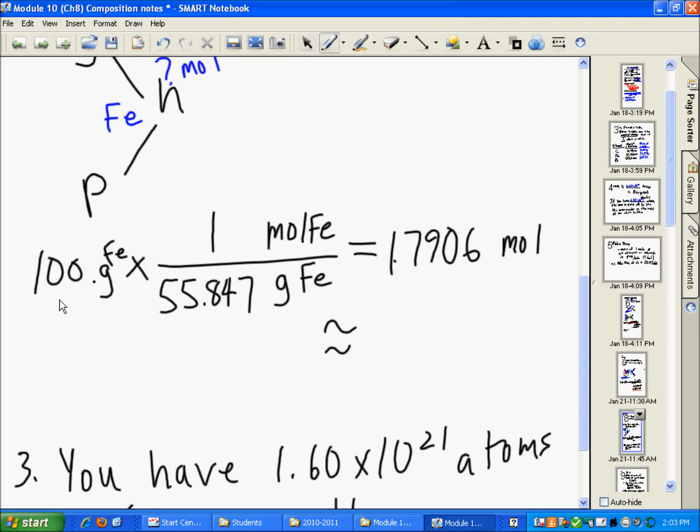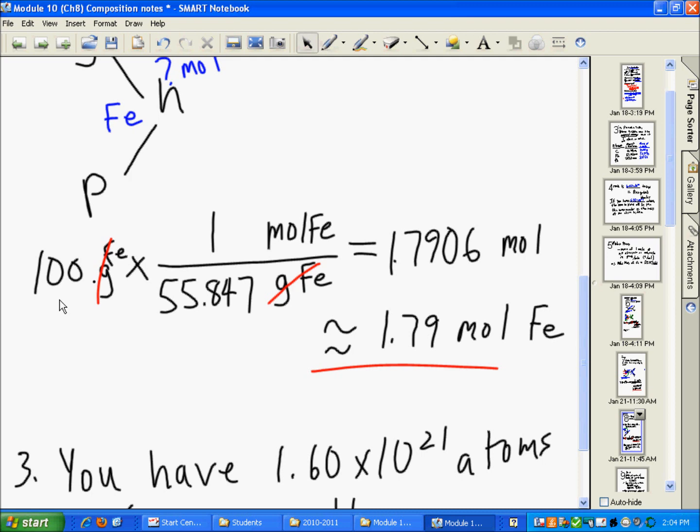55.8. No, not 55.8. What's our answer? 1.79. That would be 1.79 mole. That's our answer. And just for completeness, I'll get rid of grams of Fe, just to clearly indicate that we're left with moles, and that's it. And so it's moles of Fe.